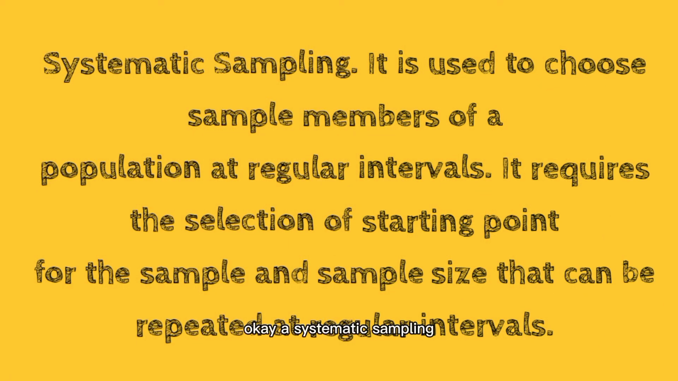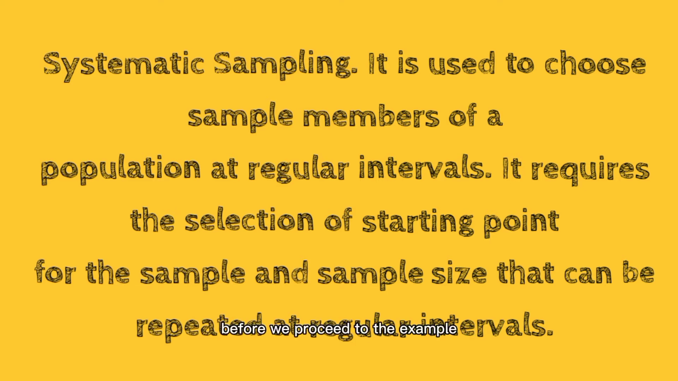Okay, systematic sampling is used to choose a sample member of a population at regular intervals. It requires the selection of a starting point for the sample and a sample size that can be repeated at regular intervals. It is selected according to a random starting point but with a fixed periodic interval.